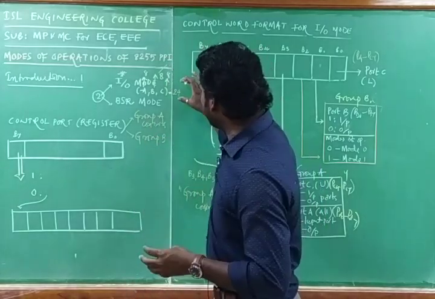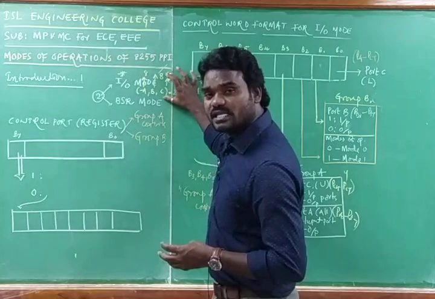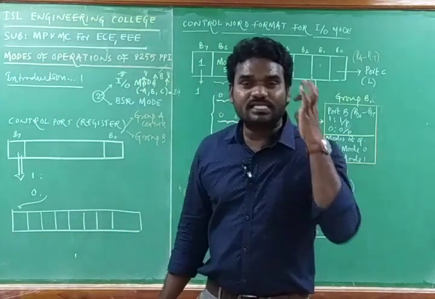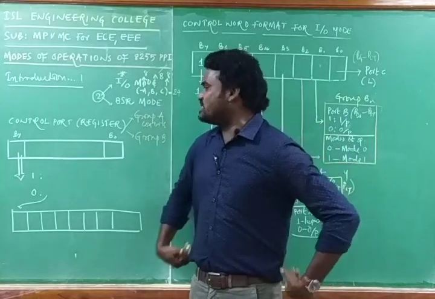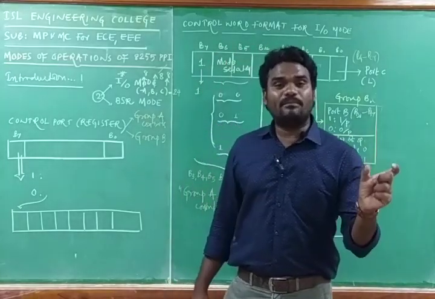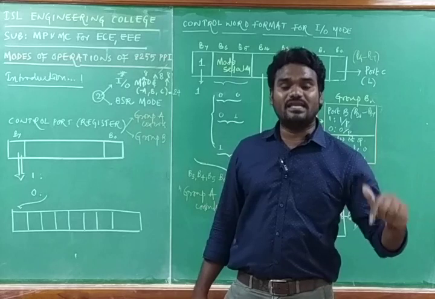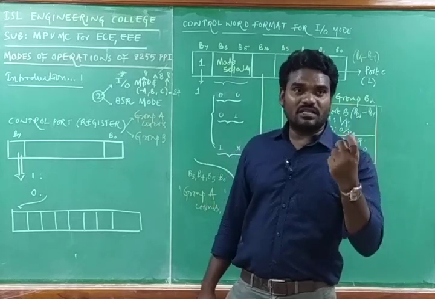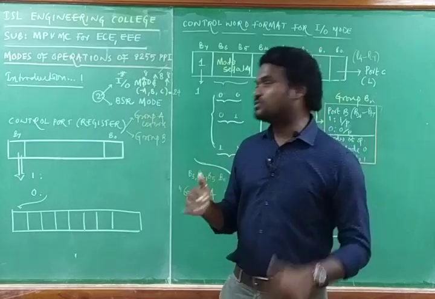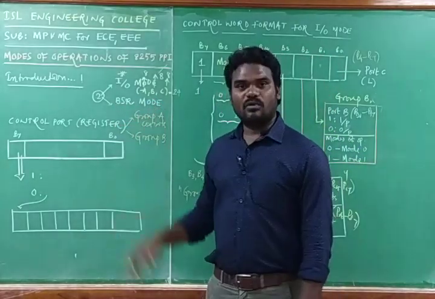How many port C signals are there? 8 port C signals are there. These 8 port C signals are nothing but PC0 to PC7, and these 8 bits can be set or reset by the programmer by changing the program to operate in the bit set reset mode.